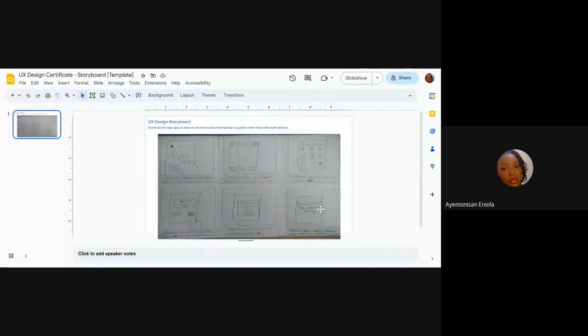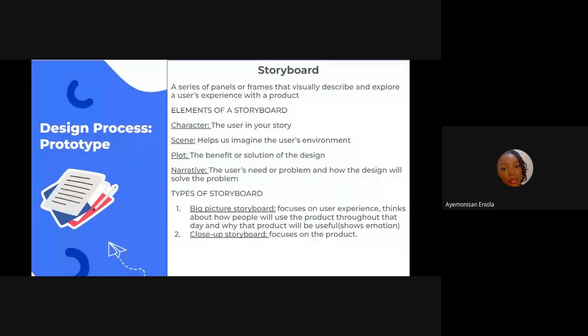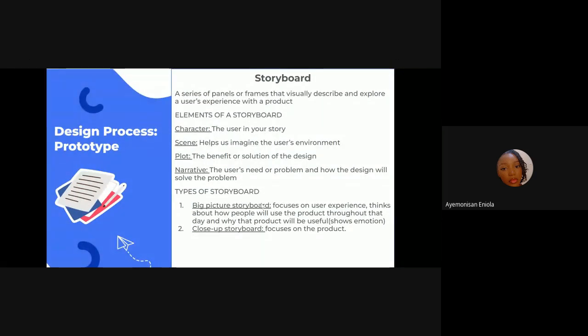So this is a close-up storyboard. But for the big picture storyboard, we focus on user experience and the emotions. It will tell you that at first, the user was sad because they were hungry. I'm using the food menu app that I just showed you as an example. So it first shows that the persona is sad, but then an idea struck him that he thought about ordering from this app. Do you understand what I'm saying? So all these things will be in a sketch.